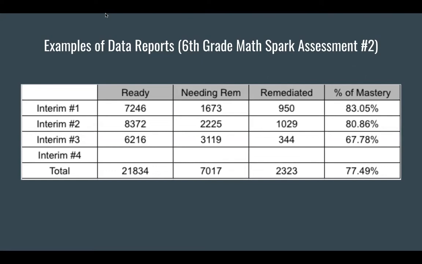So we're currently working on interim 3. It came out about a week and a half ago. So we have successfully remediated 344 up to this point. We should get somewhere around the 1,000 again. And we should be around the 80%.